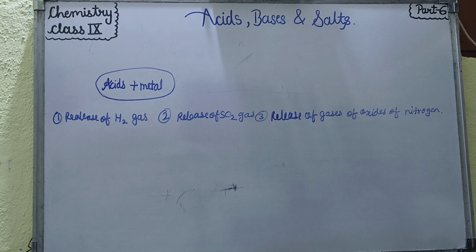Third, nitric acid does not give hydrogen gas with metals. The only exceptions are magnesium and manganese, which give hydrogen gas with very dilute nitric acid. Example, magnesium plus 2HNO3 gives Mg(NO3)2 plus H2.